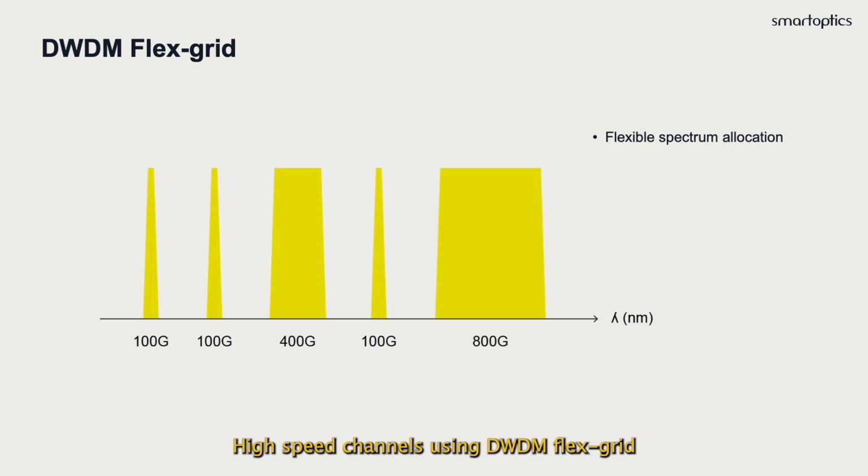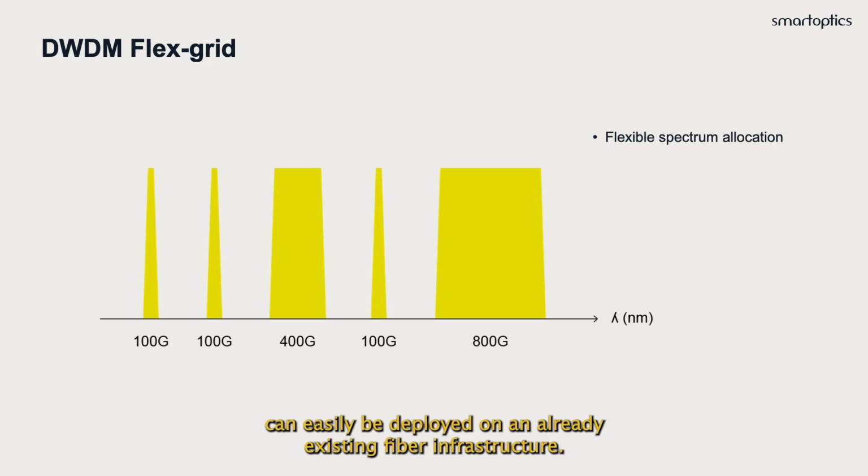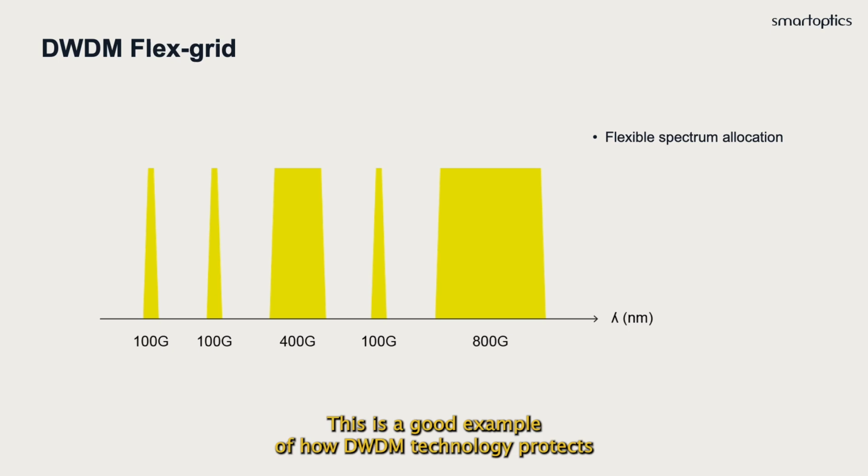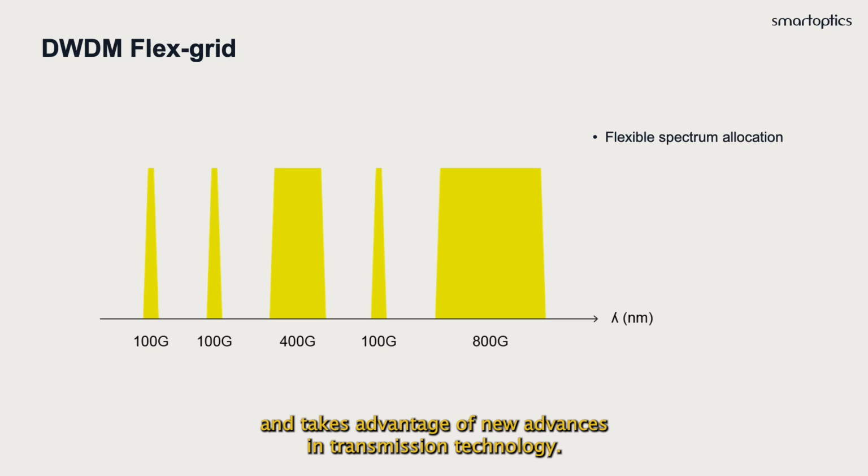High-speed channels using DWDM FlexGrid can easily be deployed on an already existing fiber infrastructure. This is a good example of how DWDM technology protects already made investments and takes advantage of new advances in transmission technology once the transceivers become available.